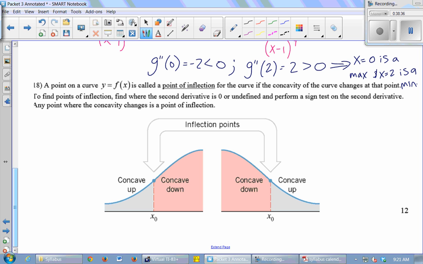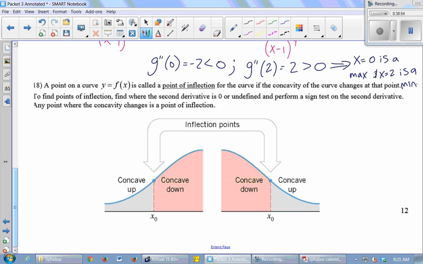All right, so next thing is that a point on a curve is called a point of inflection if the curve changes concavity at that point. Concave up to concave down, or concave down to concave up. Those points are called inflection points.